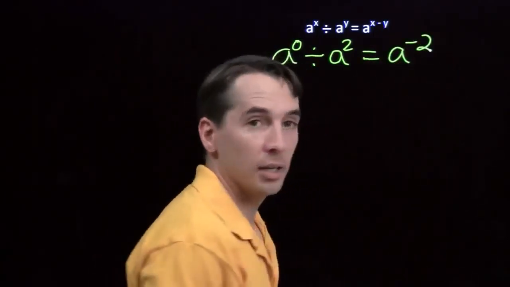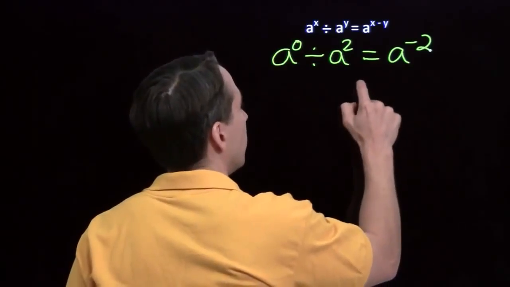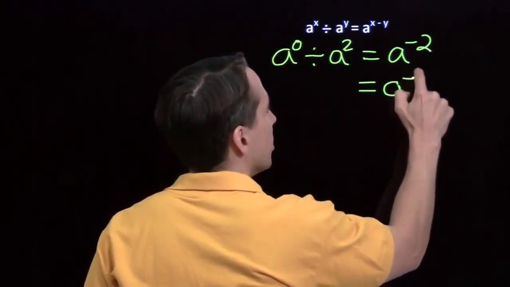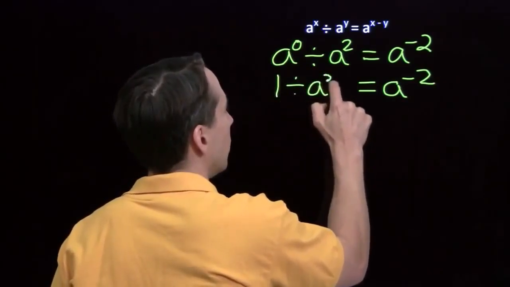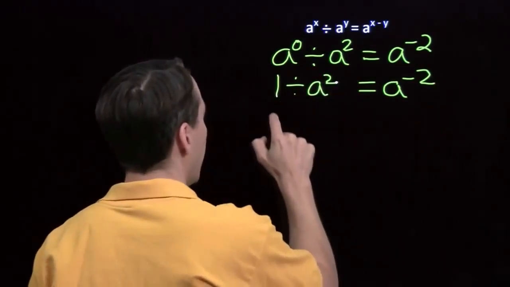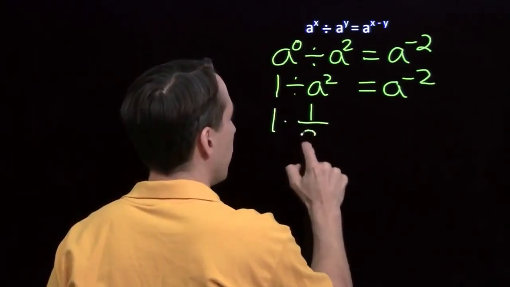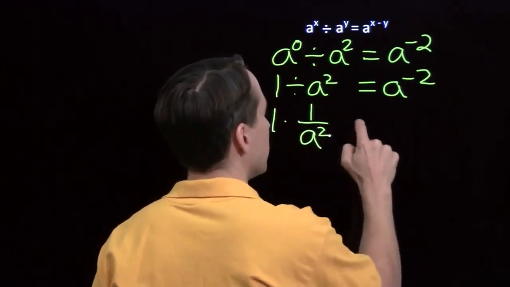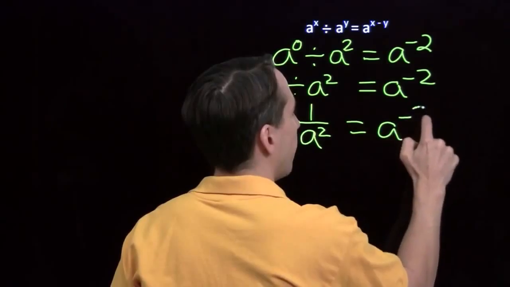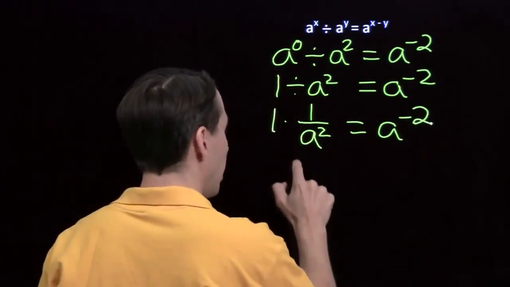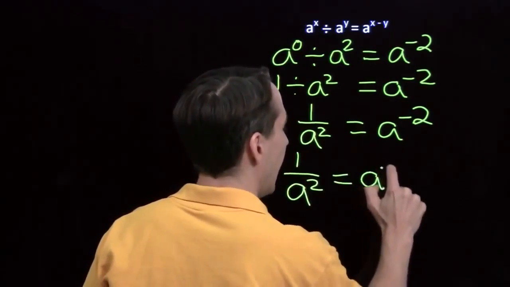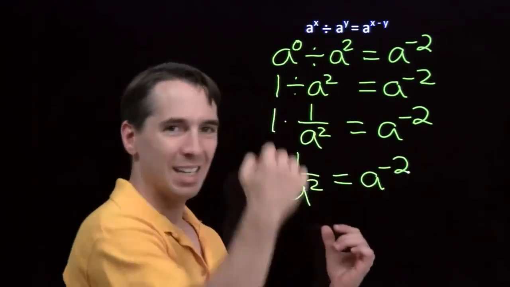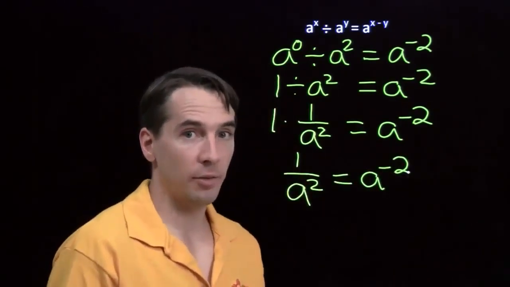So now we're going to see what this exponent law gives us if we let y be 2 more than x. So over here on the right, we'll still have a to the -2. A to the 0 is still 1. And when we divide by a squared, that's the same as multiplying by the reciprocal of a squared. And sure enough, anything you multiply by 1, that gives you back your anything. And we see that a to the -2 is the reciprocal of a squared.